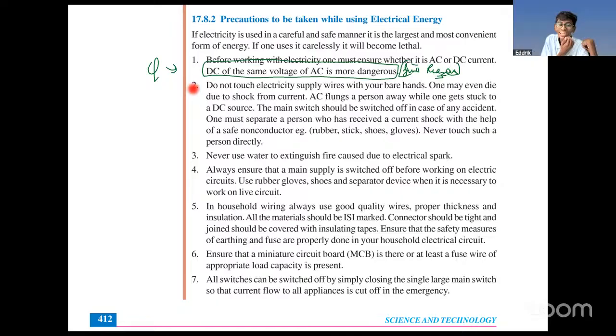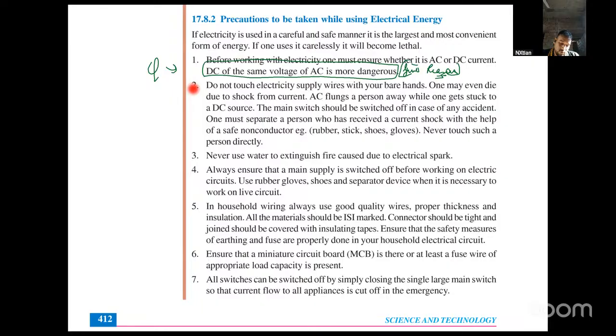Do not touch electricity supply wires with your bare hands. One may even die due to shock from current. AC flings a person away while one gets stuck to a DC source. The main switch should be switched off in case of any accident. One must separate a person who has received a current shock with the help of a safe non-conductor, for example, rubber, stick, shoes, gloves. Never touch such a person directly.